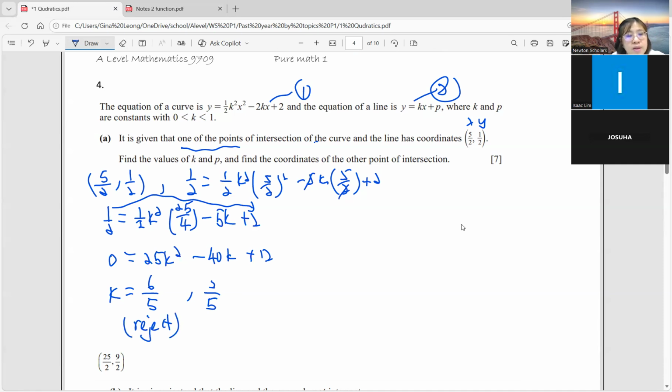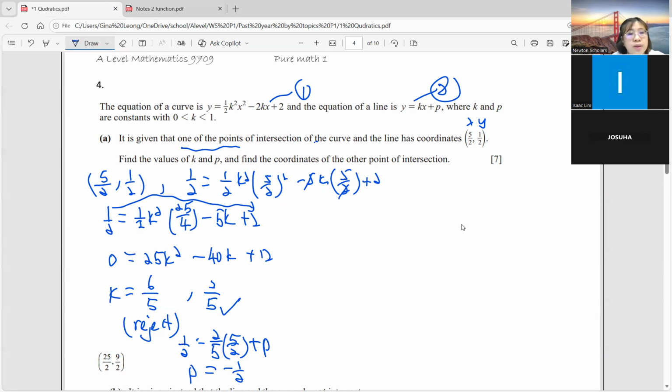Reject for this answer. So we're using this one. Okay, 2 over 5 as my k value. After I get this k value, I need to get my p value. So how to get the p value? You replace into equation 2. Same thing, you replace this one. So 1 over 2 equal to 2 over 5 times 5 over 2 plus p. So my p, I get negative 1 over 2.